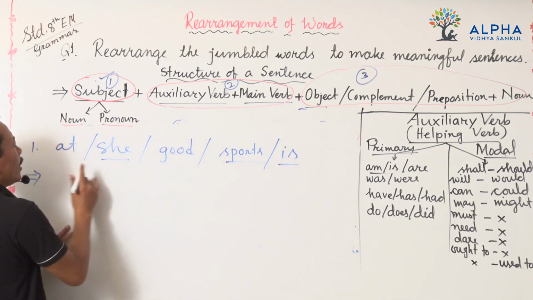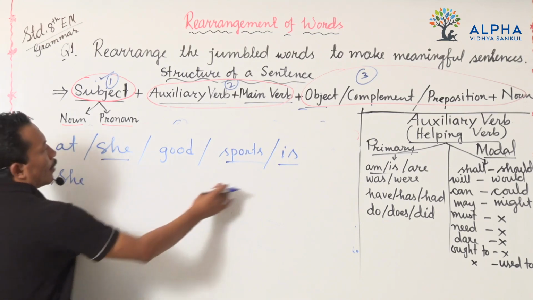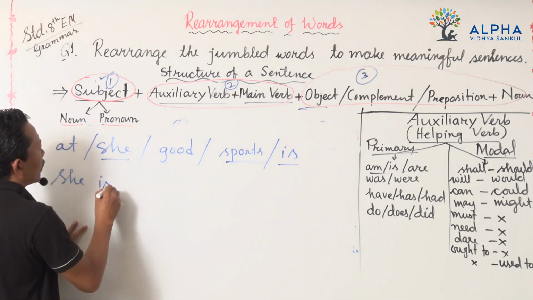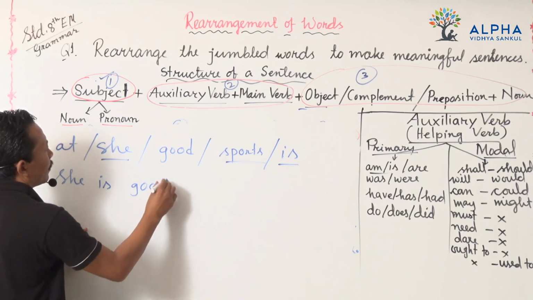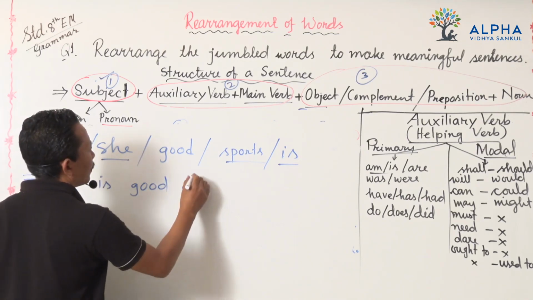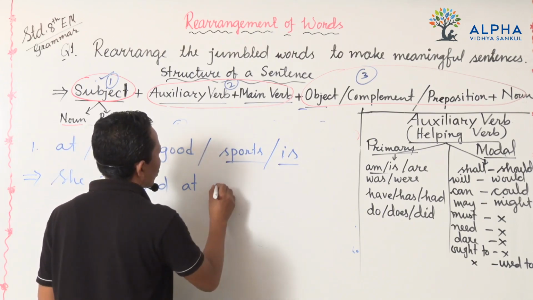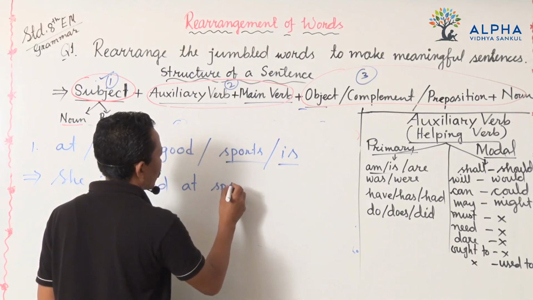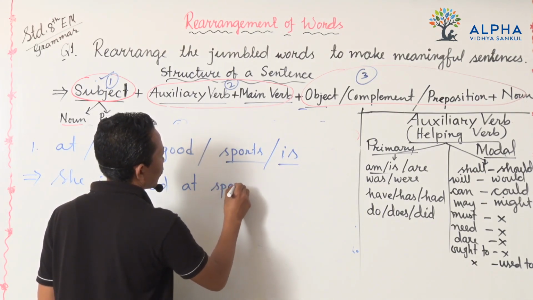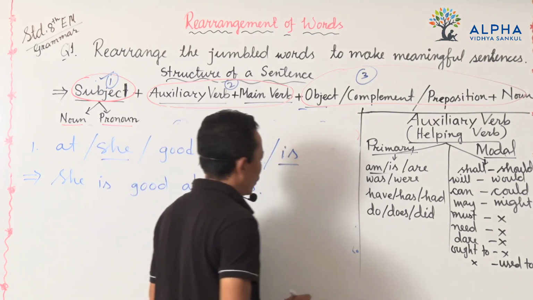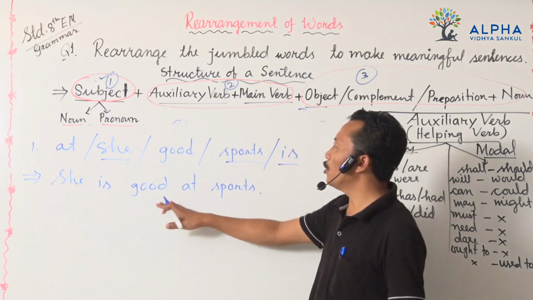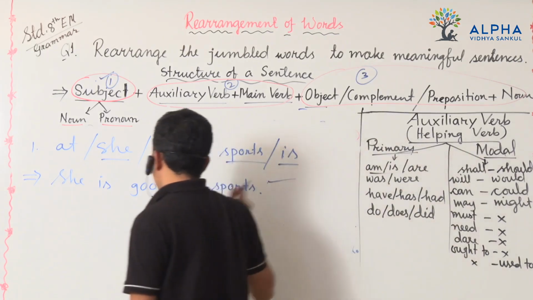Say C, verb is good. Adjective, at sports. She is good at sports. It is done.